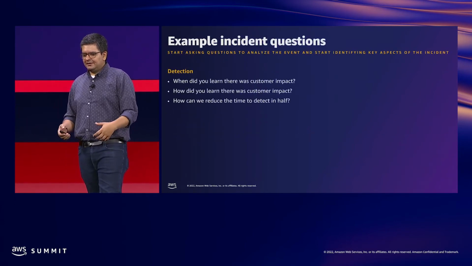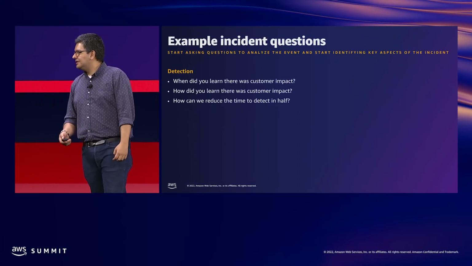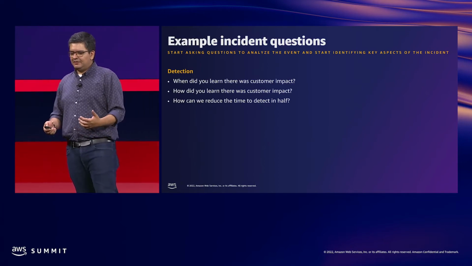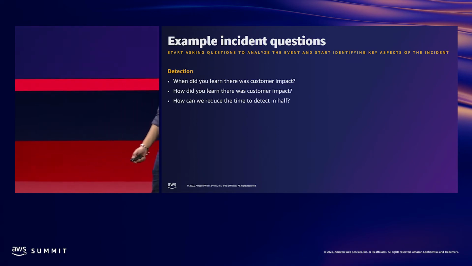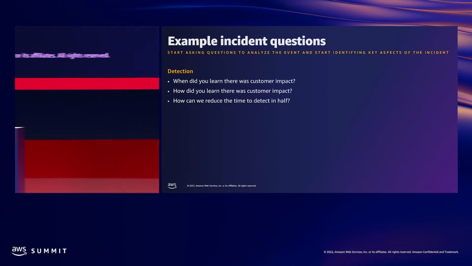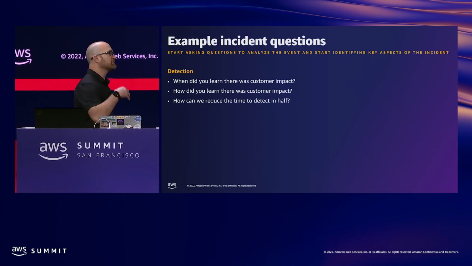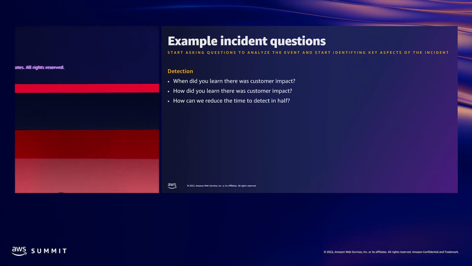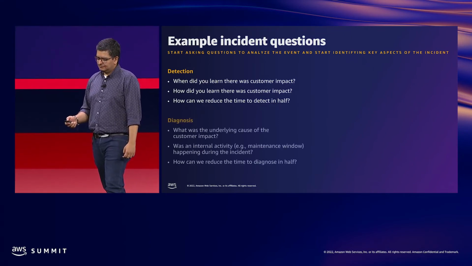Now for the incident questions, could you, Johnny, help me over here, please? Yes, absolutely. Now for the detection part, Johnny, when did you learn there was a customer impact? At 9:45 a.m. GMT -5. How did you learn there was a customer impact? The call center called the service team to let us know that customers have been complaining. Nice. How can we reduce the time to detect in half? If we had better metrics and analytics of those metrics so we could see the trends.